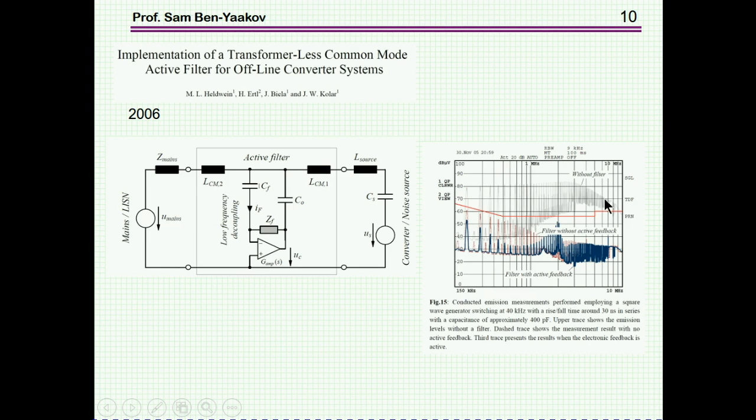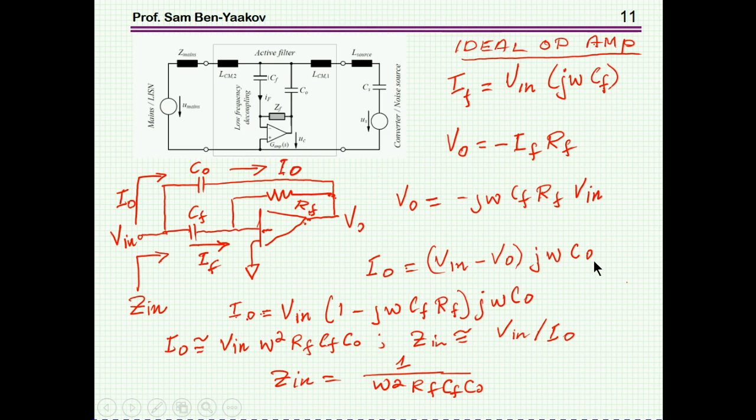The red line here is the norm, the standard, so you have to be below this line, and after adding the filter, indeed they are below this line. Now let me analyze the circuit here to understand what is going on. I've redrawn it in a slightly different configuration, maybe it'll be easier to understand.